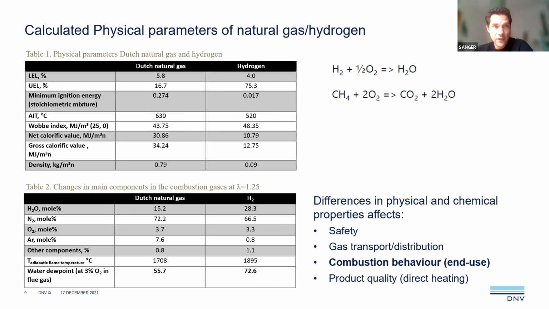Also for safety, the safety rules will change when you use hydrogen due to the changes in the ignition energy and explosion limits. And when you combust hydrogen, then you also will see, as you see in the lower table, changes in the flue gas composition. You have much more water vapor, no CO2 anymore. And that will also impact the heat transfer, but it can also impact the quality of your product, for example, if you make glass or you're producing bricks in the industry.